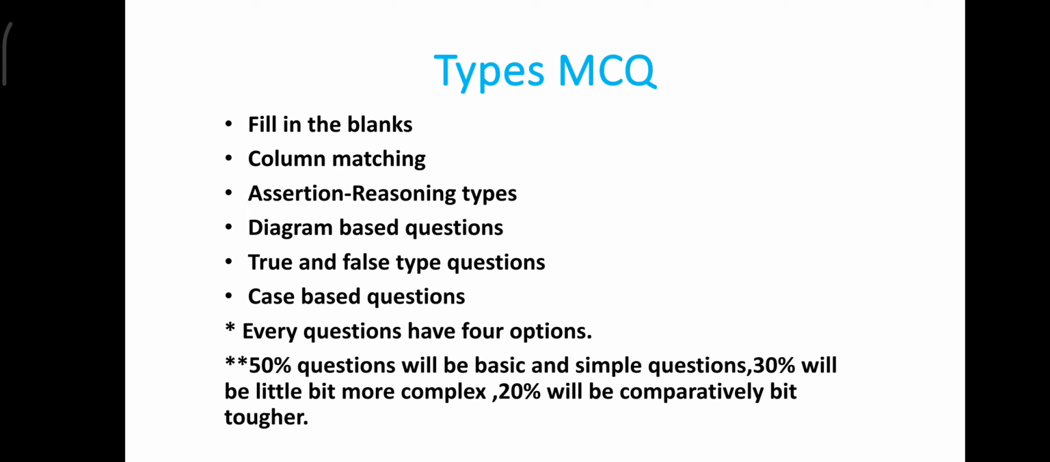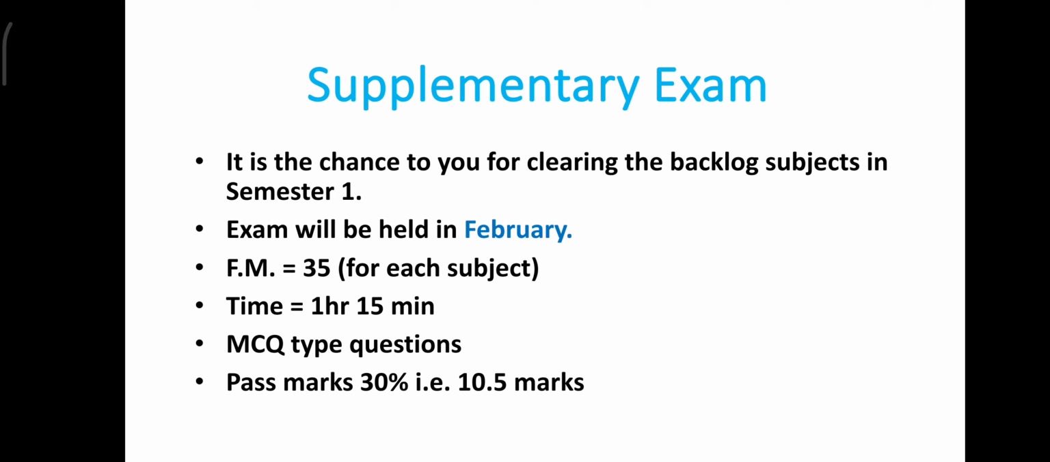There is a system of supplementary exam. Here the supplementary exam means it is a chance for you to clear the backlog subjects in semester 1. That means if you are not able to qualify, that means score 30% marks in physics, then you will be given a chance to clear the subject. Here the exam will be in February.